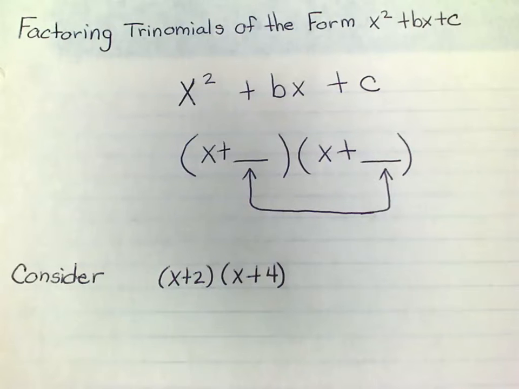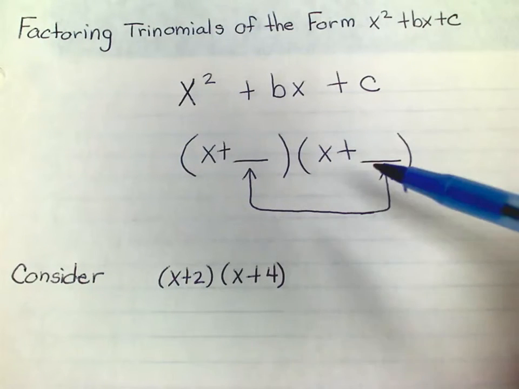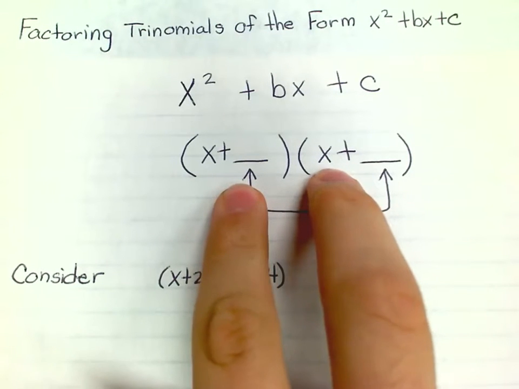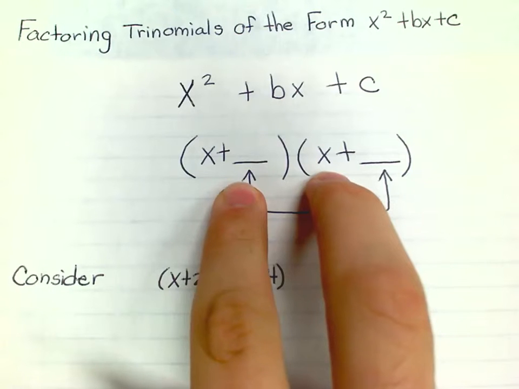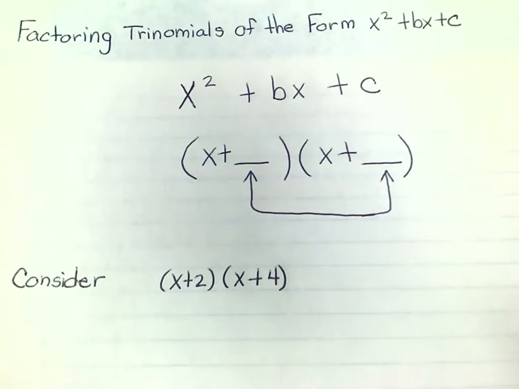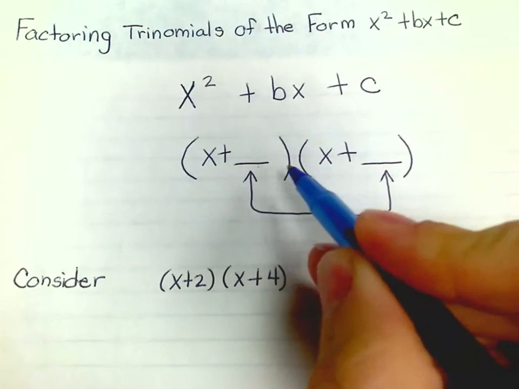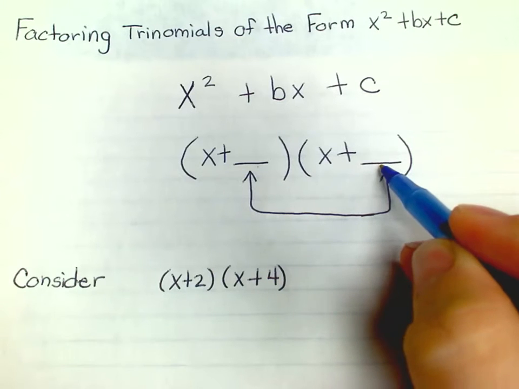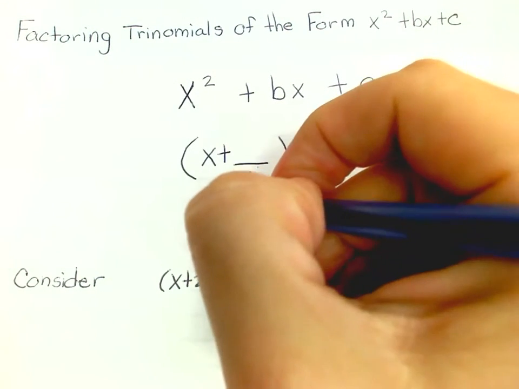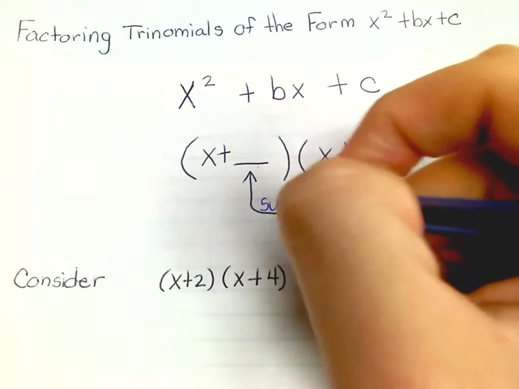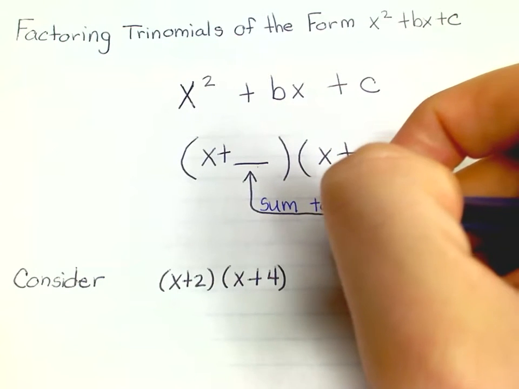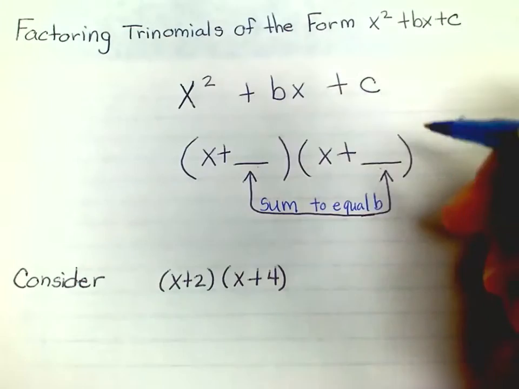So let's talk about this factoring. Okay, so we're going to take this term and we're going to break it into two separate pieces, and we're going to use the reverse of the FOIL method. That way, if we were to use the FOIL method, we can get back to this form right here. So what's important to note is that these blanks in the two sets of parentheses will sum to equal b, or this b term right here.